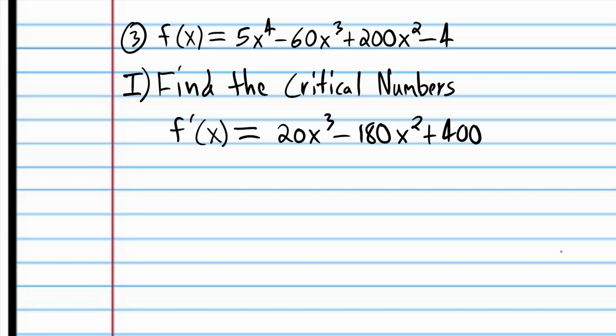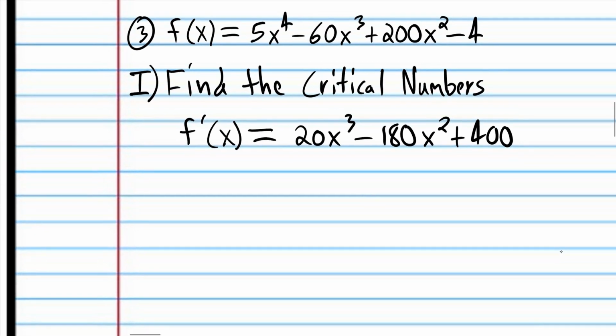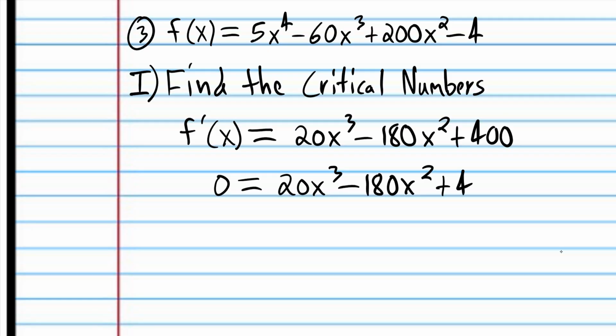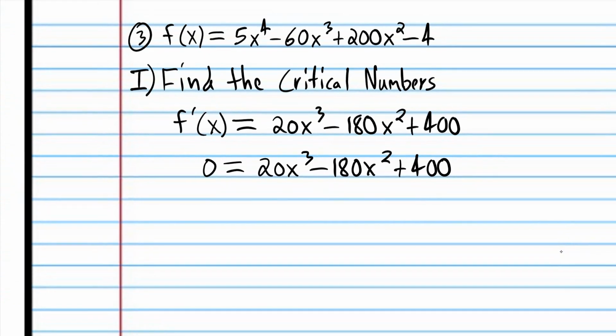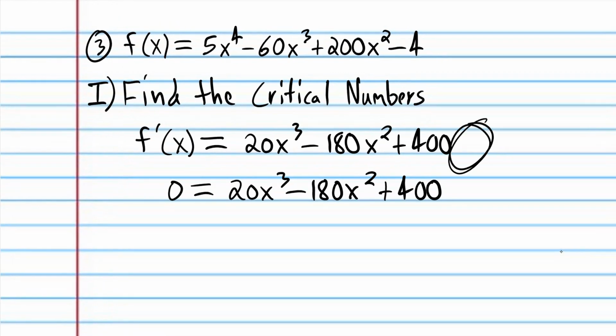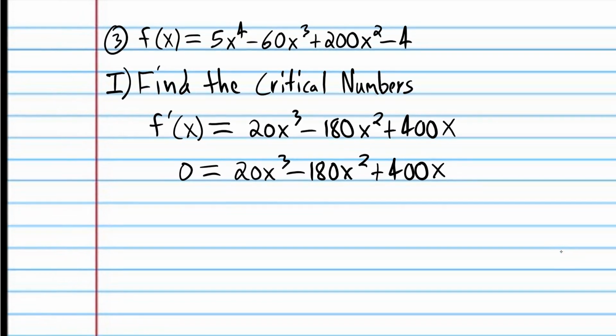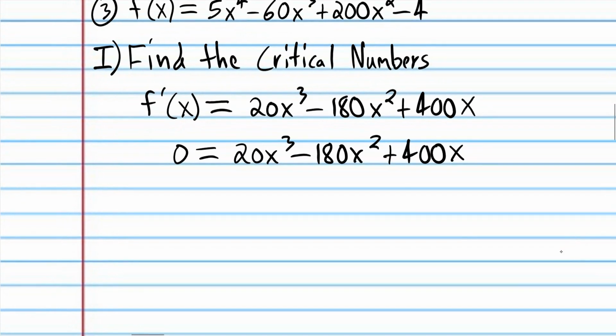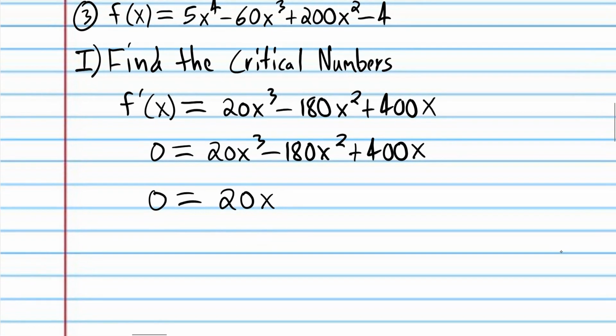So now we have the derivative, and now we're going to set the derivative equal to 0, because remember, critical numbers are x values that make the derivative 0. Whoops, there should be an x right there. Sorry about that. So we're setting the derivative equal to 0, and we're going to find the x values that make it 0. There are no x values that make this function undefined.